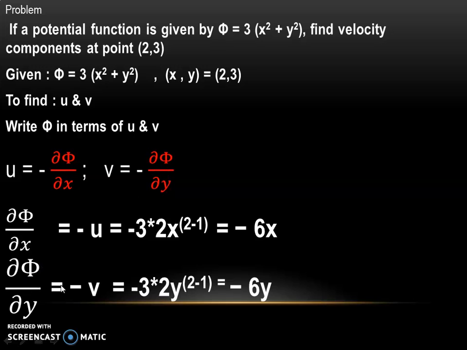Similarly, dou phi by dou y will be equal to minus v, which will be equal to dou by dou y of phi, that is 3 into x square plus y square. Differentiation of 3 into x square will be equal to 0, and differentiation of 3y square will be minus 3, because it is minus v. So minus 3 into n y raised to n minus 1. Here n is 2. So this 2y raised to 2 minus 1 will be minus 6y. Now we have got equation for u and equation for v. And also we are given the values of x and y. So if we substitute value of x and y, we will be able to find out the magnitude of u and v.